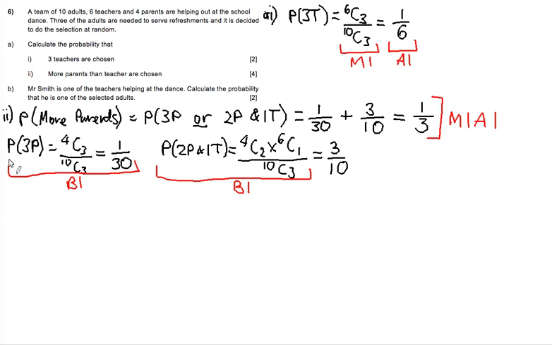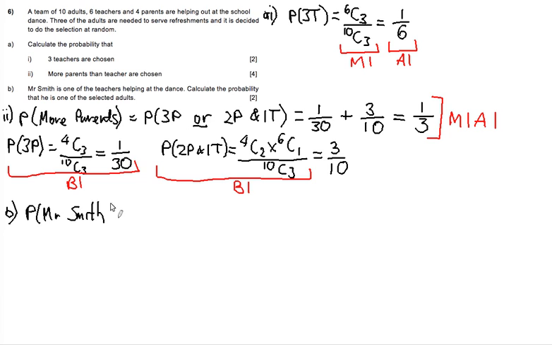Okay, so let's have a look at part B. Part B says Mr. Smith is one of the teachers helping at the dance. Calculate the probability that he is one of the selected adults. So we're going to have the probability Mr. Smith is chosen.